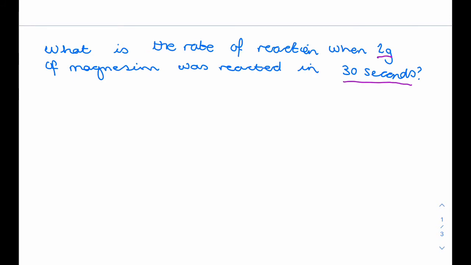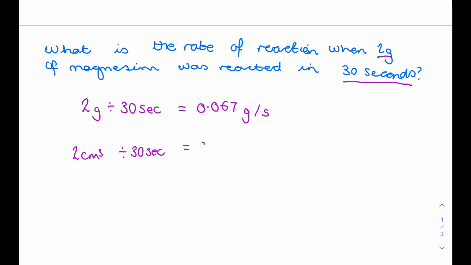So you're going to do amount of reactant used, so that would be 2 grams divided by your time taken, which is 30 seconds, and that would give us an answer of 0.067. Now the units, it's grams per second in this case, so it's g per s. Now if it had said 2 centimetres cubed and it had been divided by 30 seconds still, I would do 0.067 centimetres cubed per second. So that's how you do the units.